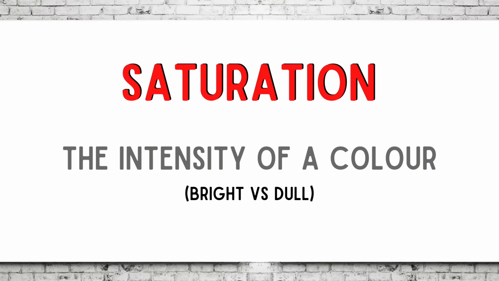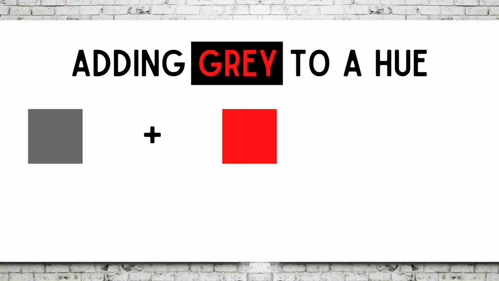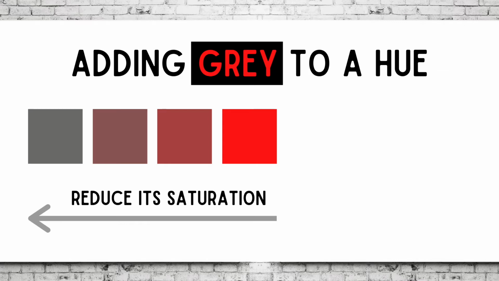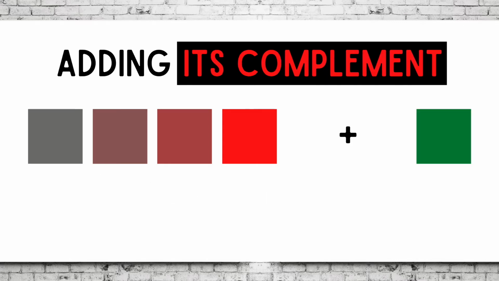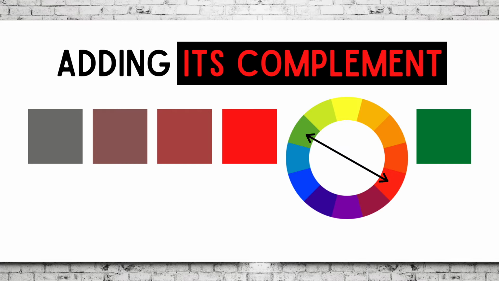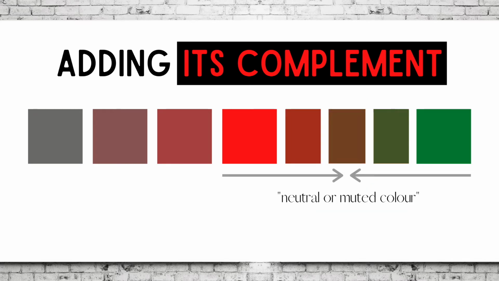The third property of color is saturation. Saturation is the intensity of a color, how bright or how dull it is. We can change a color's saturation or intensity by adding gray to it. When we reduce a color's saturation, we create a tone. Another way to reduce a color's saturation is by adding its complementary color, the color that is opposite on the color wheel. This creates a neutral or muted color.